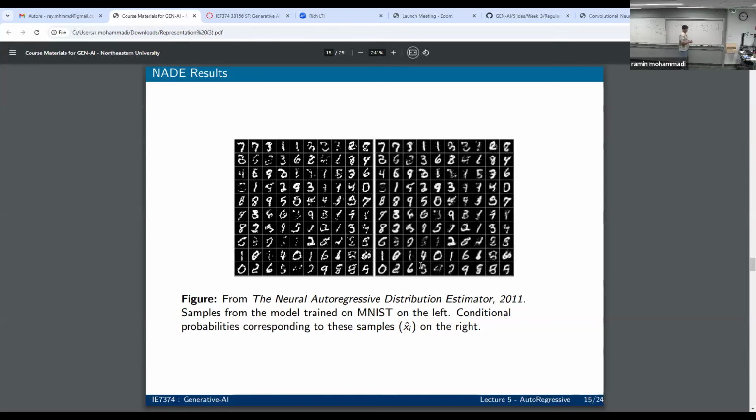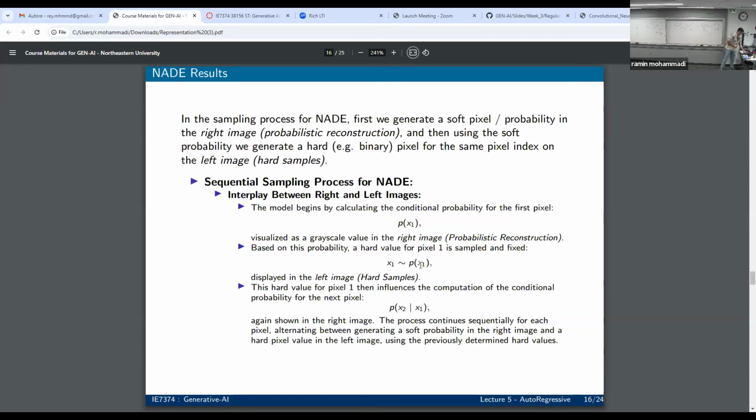So again, this is the whole idea for NADE. Start with one pixel, find the probability value, convert it to a hard value, like a hard sample, pass the hard sample to the model, predict the next soft value, convert the soft value to a hard value, and continue. So that's called the neural autoregressive density estimation model.